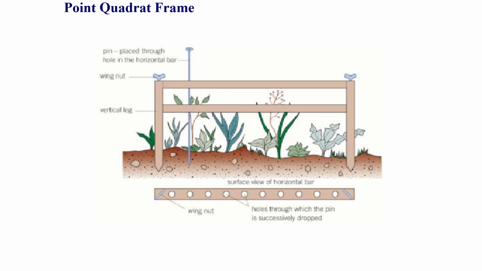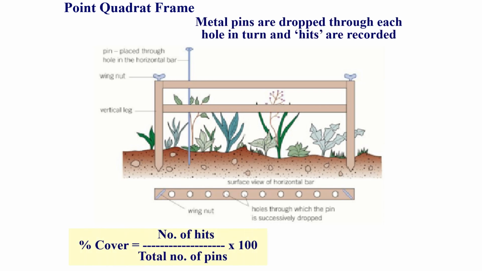A third type of quadrat is the point quadrat, and this point quadrat is used to calculate the percentage cover of a particular species. Now the point quadrat is actually like this. There are metal pins which are dropped through different points or holes, and where do they hit? Which species are they hitting? So the hits are recorded.